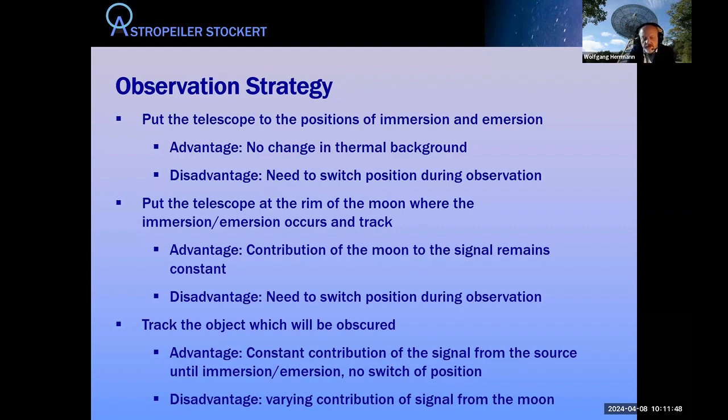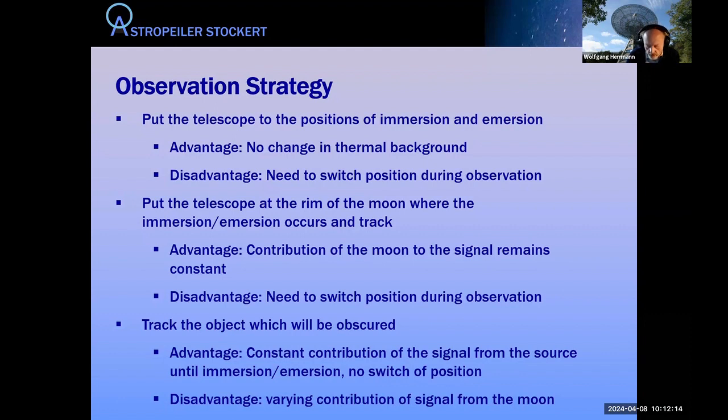The disadvantage there is that you have a varying contribution of the signal from the moon. That is simply, and we'll see it in a moment, as the moon approaches your observed object, it comes closer and closer, enters into the beam, and the signal will increase. And of course, then it's a strong variation of your signal.